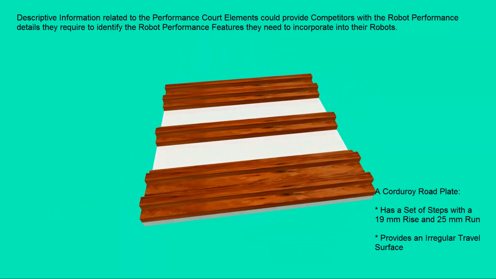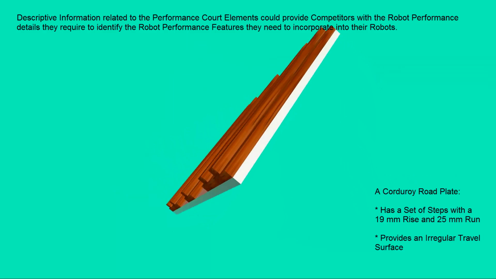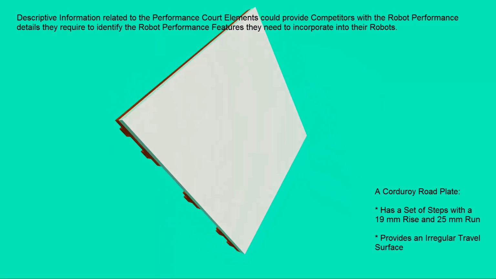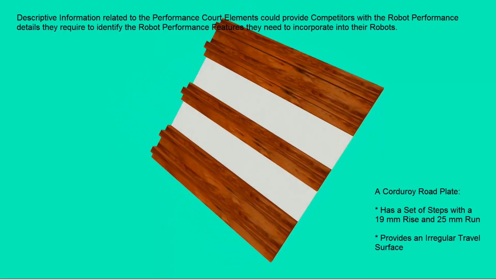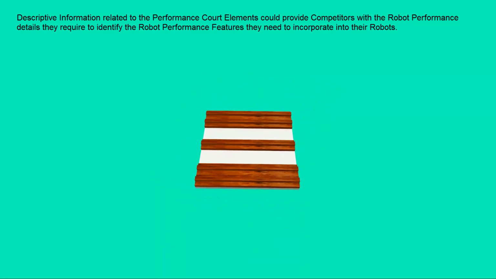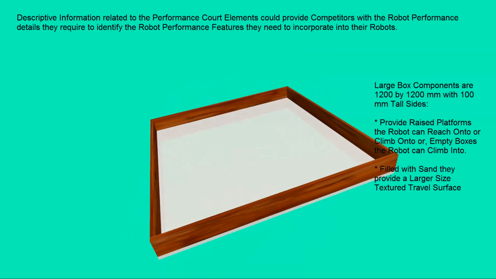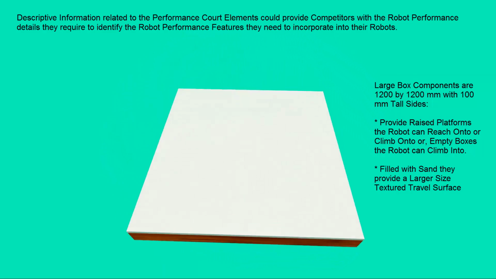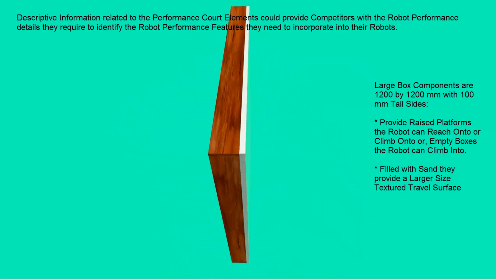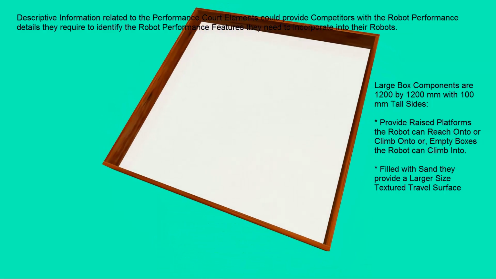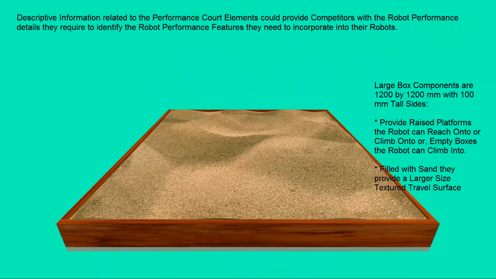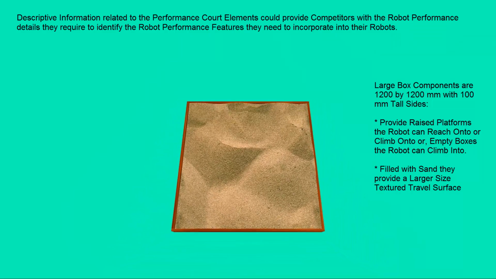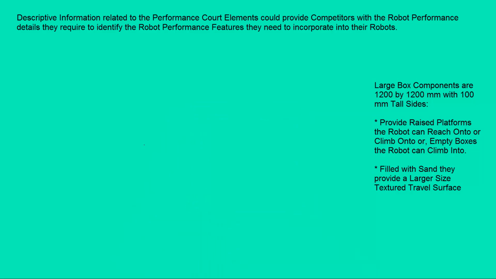A corduroy road plate has a set of steps with a 19 millimeter rise and 25 millimeter run, provides an irregular travel surface. Large box components are 1200 by 1200 millimeters with 100 millimeter tall sides. Provide raised platforms the robot can reach onto or climb onto, or empty boxes the robot can climb into. Filled with sand, they provide a larger size textured travel surface.